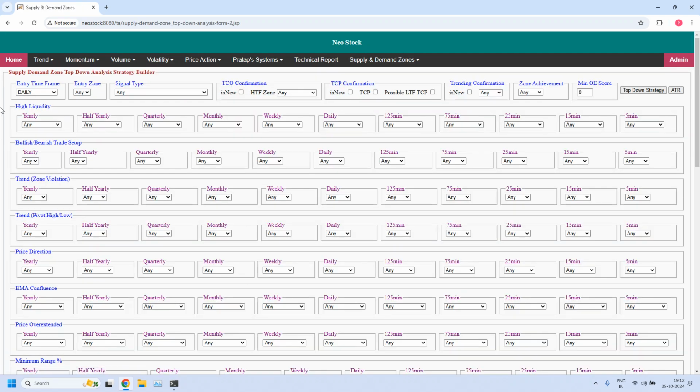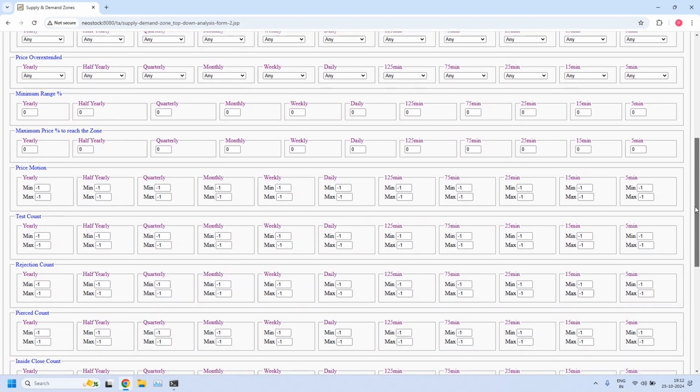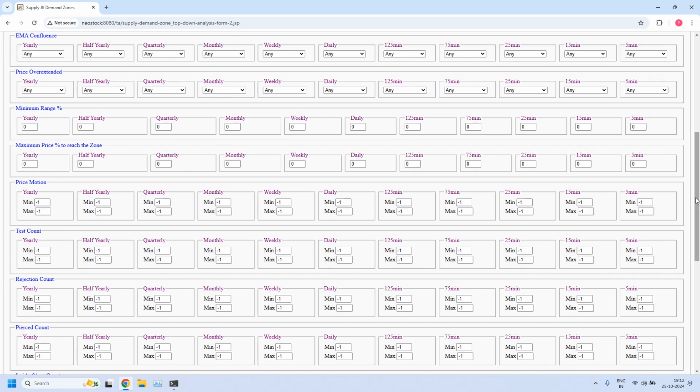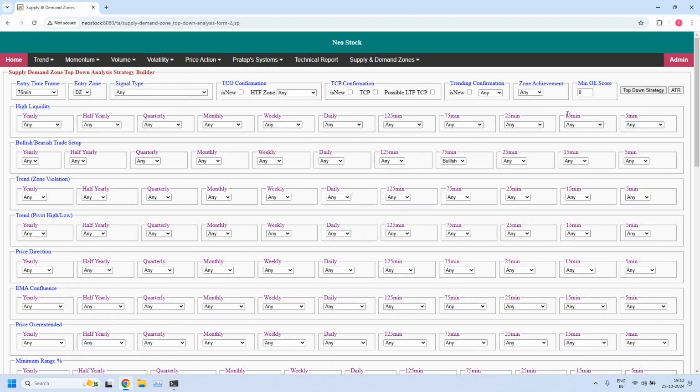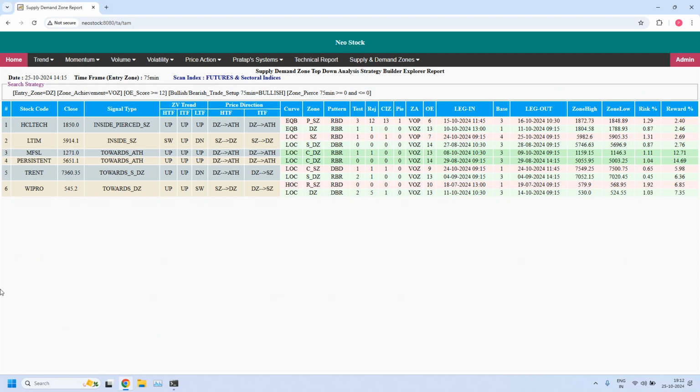Good. Next, let us look for bullish trade setup for weekly income trade. Entry time frame is 75 minutes. Entry is on demand zone. In bullish or bearish trade setup at 75 minutes, I am selecting bullish, and the 75 minutes demand zone should not be pierced. So in the pierced count at 75 minutes time frame, minimum value 0, maximum value 0. Zone achievement violated opposing zone, minimum odd enhancer score 12. With all the 3 filters applied to 75 minutes demand zone, we got 6 stocks. And these 6 stocks are currently supporting bullish trade setup for weekly income trade. That is entry time frame 75 minutes.